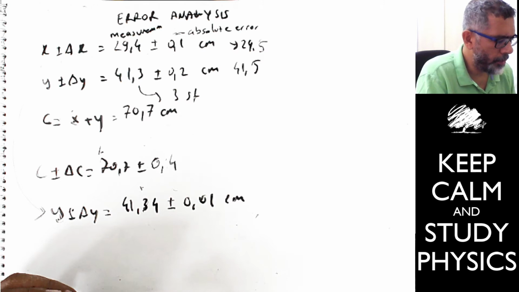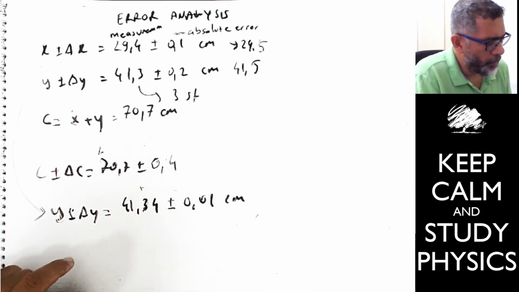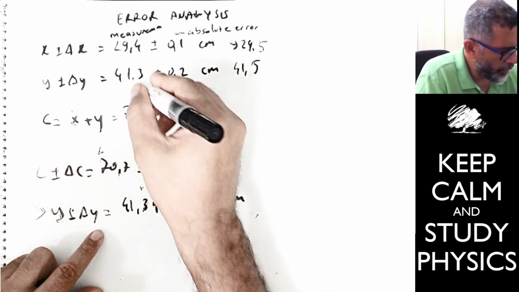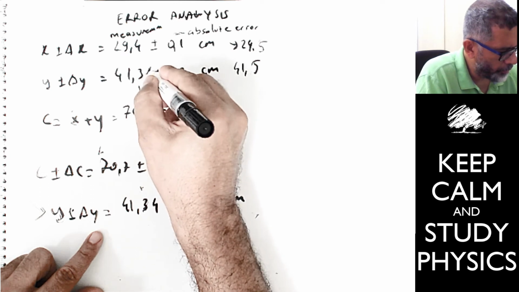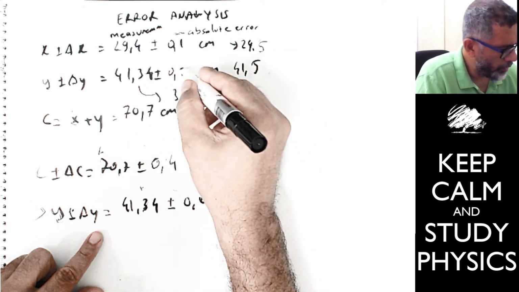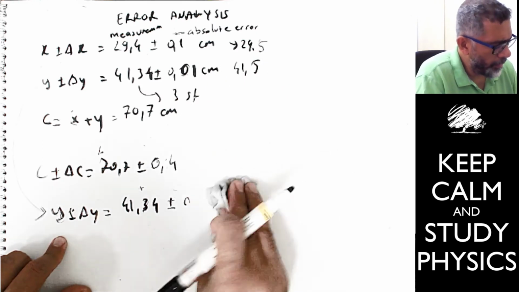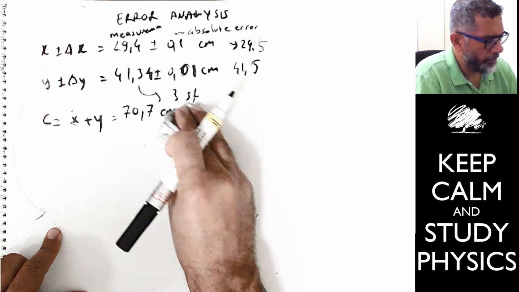Addition and subtraction have the same rules, and multiplication and division have different rules. But multiplication and division are the same as each other, and addition and subtraction are the same as each other. So suppose you measured y to be not 41.3 but 41.34, with uncertainty 0.01. In that case, how are you going to report this summation?